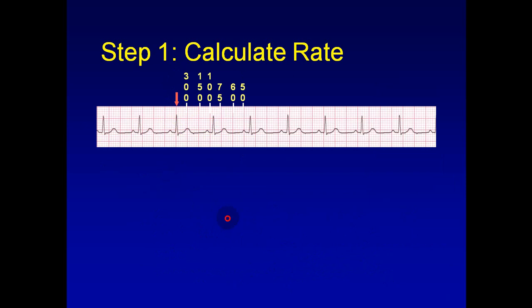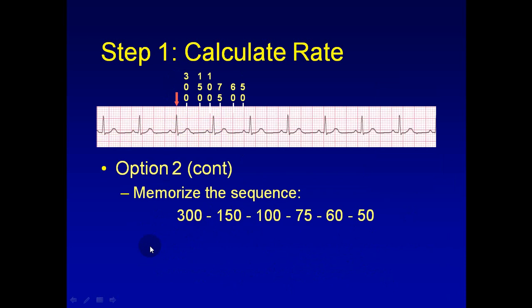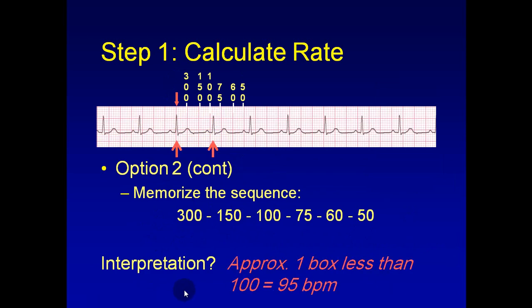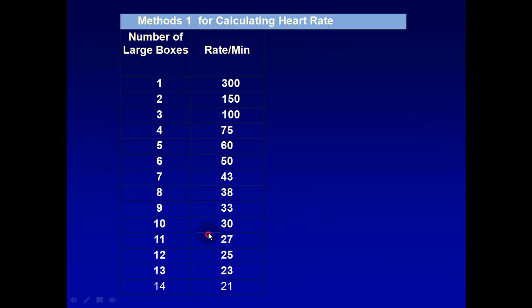But if it is irregular, there is some problem. So memorize the sequence: one square between RR is 300, 150, and so on. In this interpretation, the rate is approximately 100 minus the two boxes, so it is 95 beats per minute. This is the RR wave and the number of large boxes. Okay, this is the table: how many large boxes, divided into 300, 300, 150, and so on until we reach the lowest.